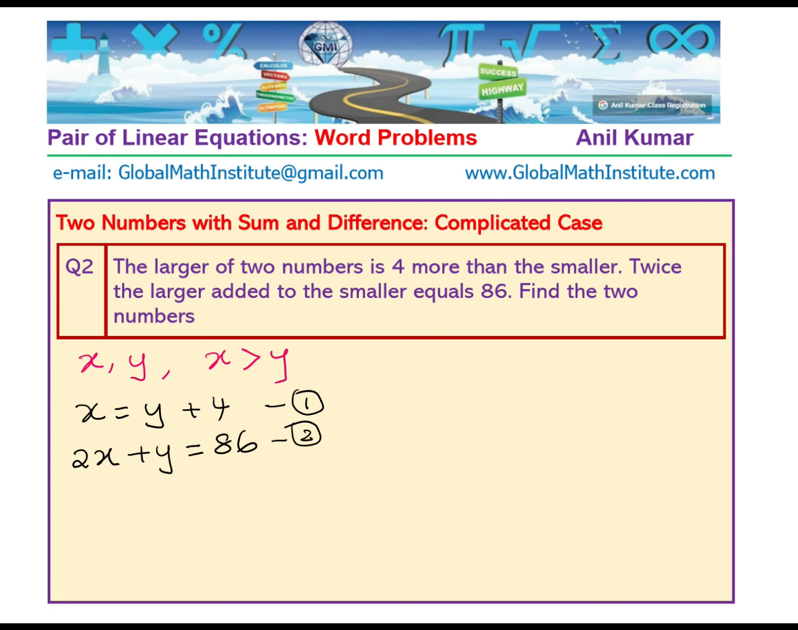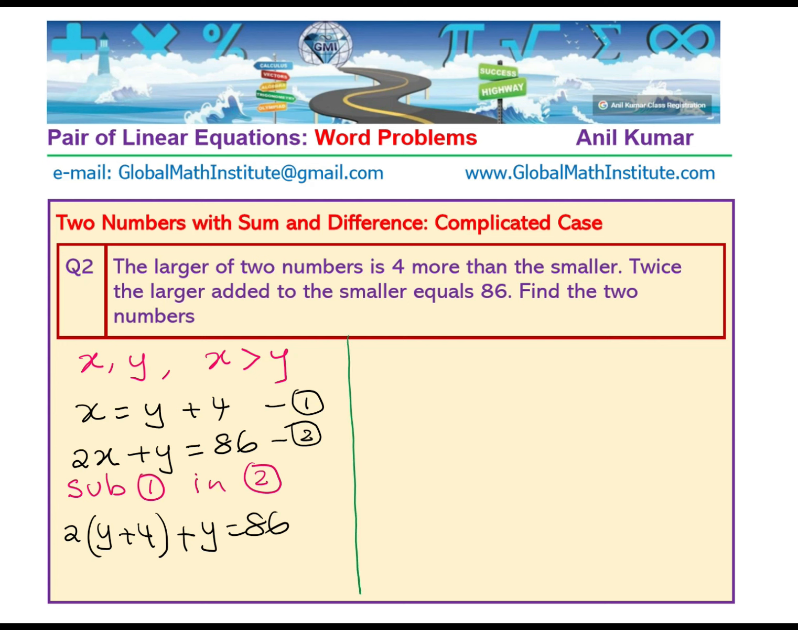Find the two numbers. Now, you know x equals y plus 4. So let us use substitution this time. So substitute 1 in equation 2, which means the value of x, so the value of x is y plus 4, and then we have y equals 86. Makes sense? So this time we are going to use the substitution strategy to solve our equation.